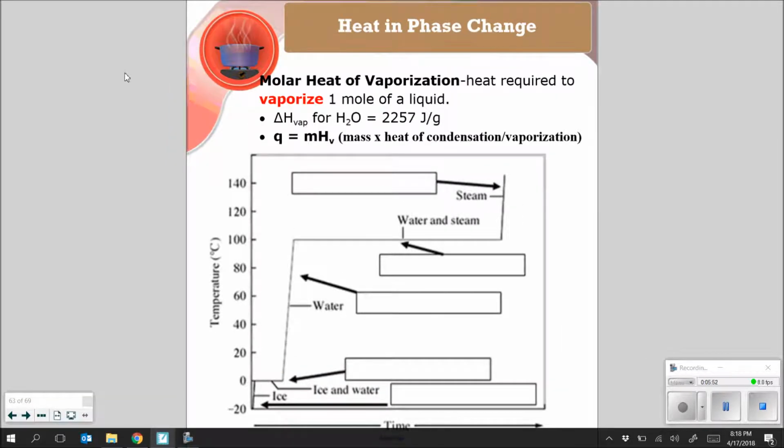So the next phase change that we're going to talk about is going to be the molar heat of vaporization. It's going to be the heat required to vaporize 1 mole of a liquid. And the value that we're going to use for the change in heat of vaporization for water is going to be 2,257 joules over gram.